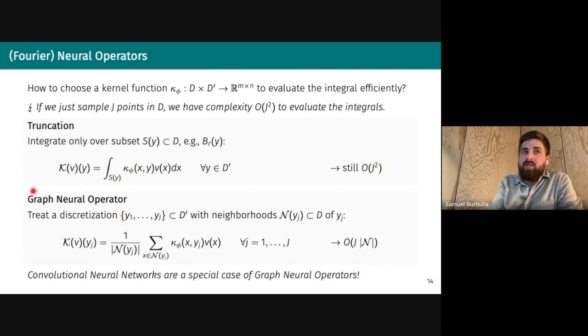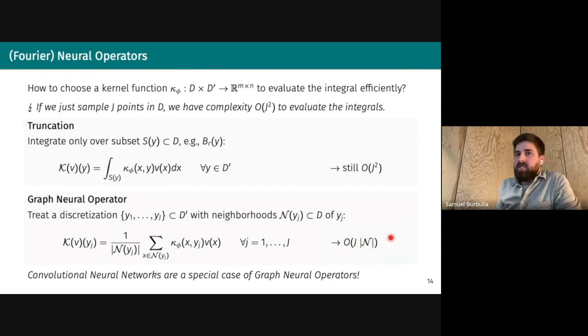Another idea is what is called a graph neural operator. It's similar to graph neural networks, where you have a discretization of your domain, let's say a finite number of points y_1 to y_J, with neighborhoods. For instance, think about a mesh discretizing your domain, where these are the vertices of the mesh, and the neighborhood is all the vertices connected via edges of this mesh. Then we could approximate this integral by just computing the mean, the average, over this neighborhood. And if we assume the neighborhood is smaller than some absolute value of n, then this would reduce the complexity.